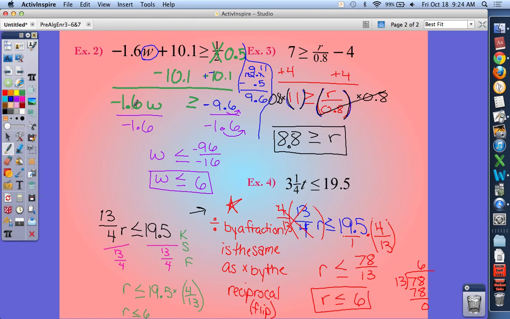Now take a look. To get W by itself, I have to divide by a negative number. As soon as I write that, I immediately go down here and flip the sign. Then I do the work. These are going to cancel. I get W alone.